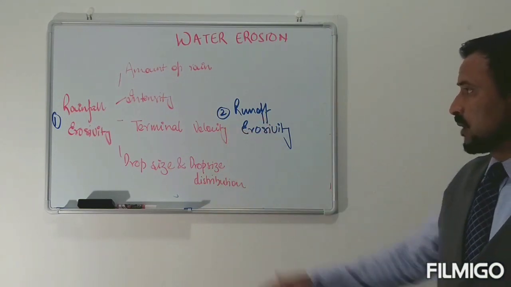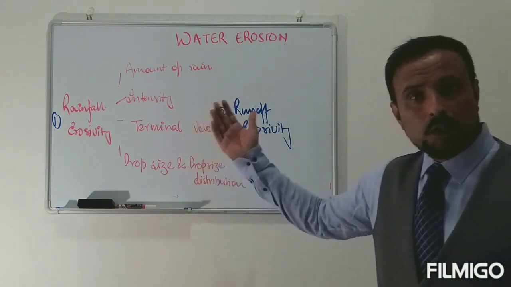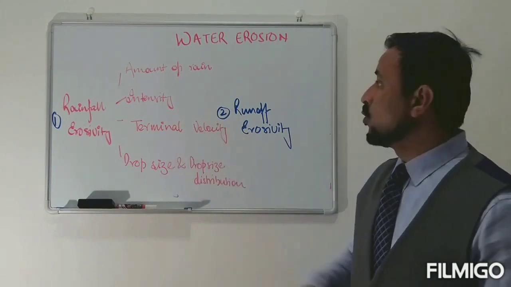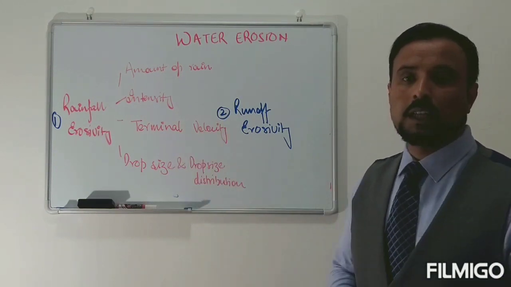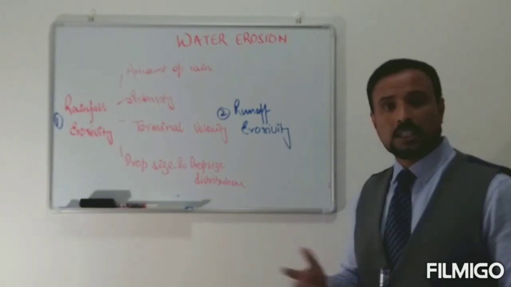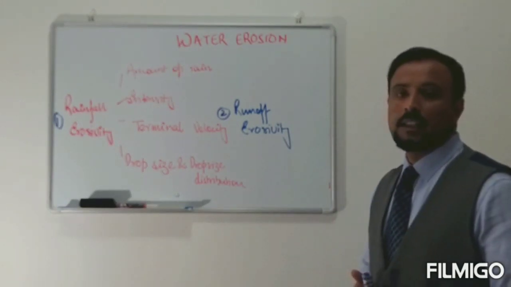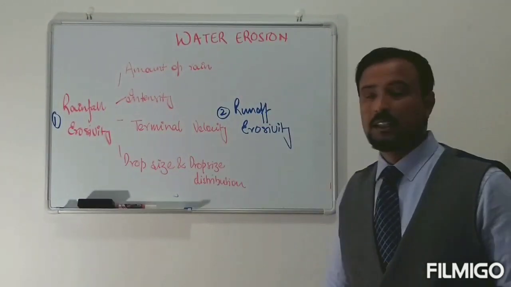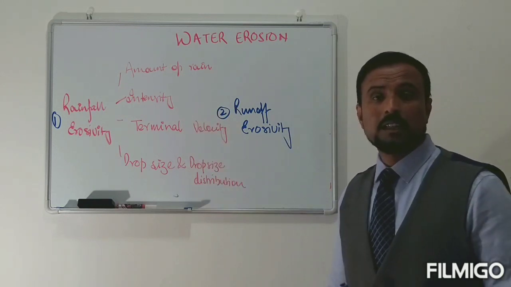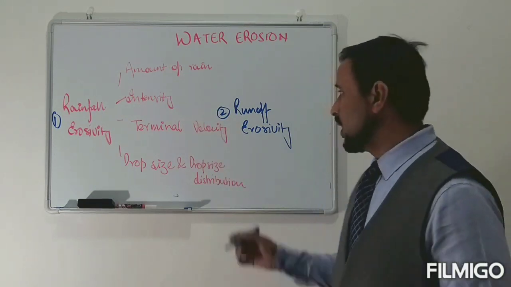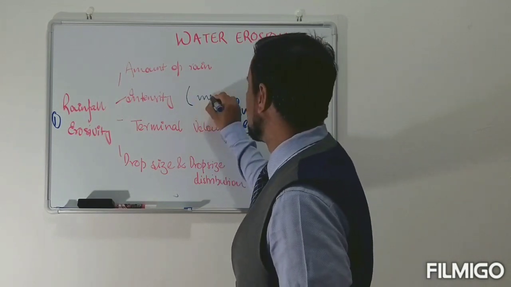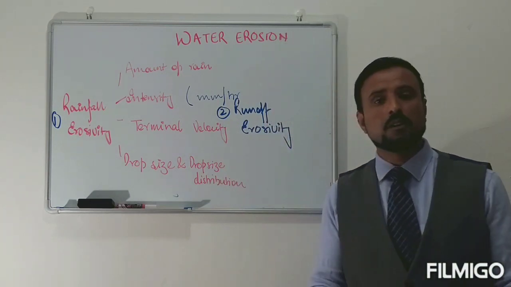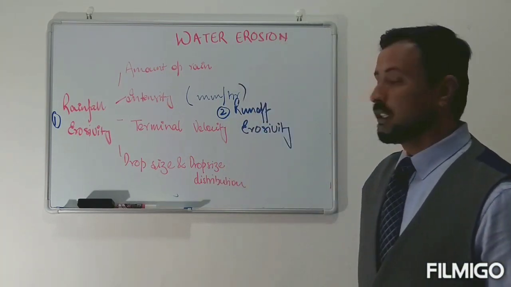Rainfall erosivity also depends upon four or five major factors. One of them is the amount of rain that is happening in a particular area, right? Its type, its distribution, right? And different installation processes are there by which the amount of rain can be measured, right? Second is the intensity of the rain, right? Intensity of the rain is basically measured in millimeters per hour, right? The amount of rain happening per hour, millimeters of rain per hour. It is measured like that.